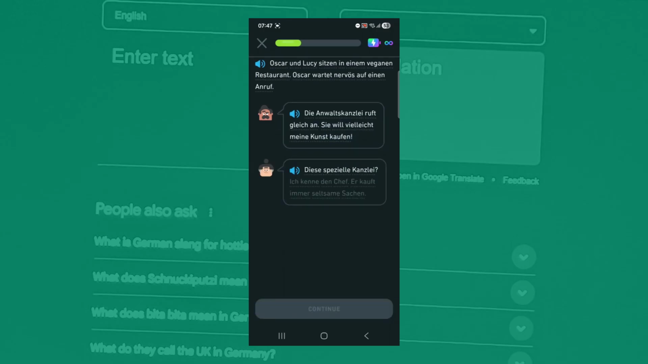Diese spezielle Kanzlei? Ich kenne den Chef. Er kauft immer seltsame Sachen.